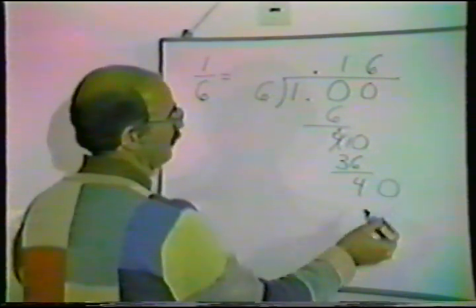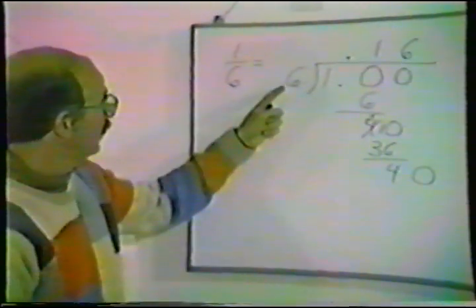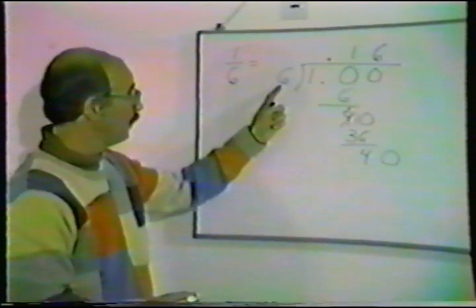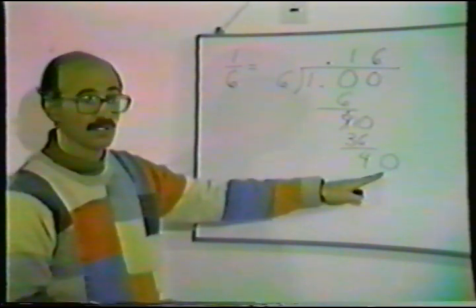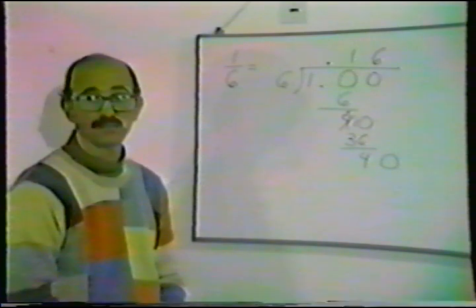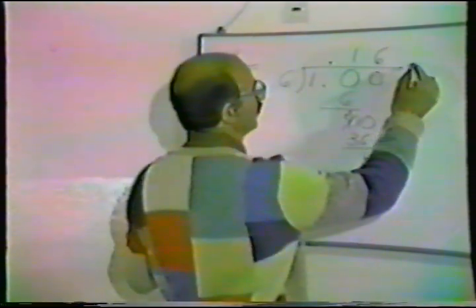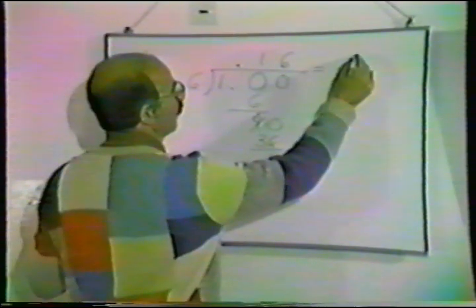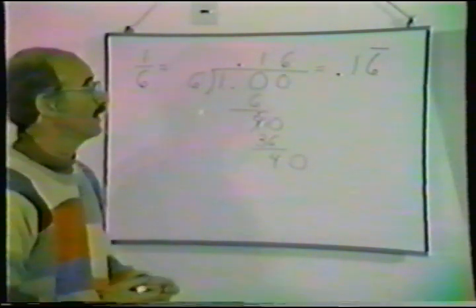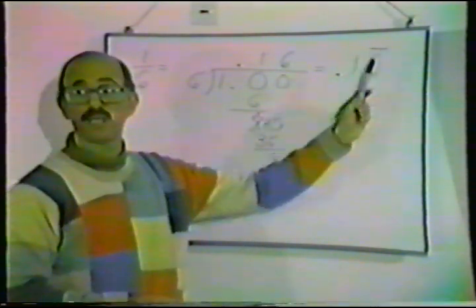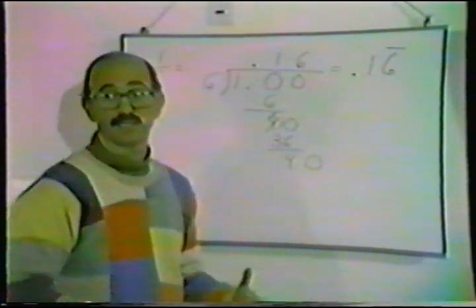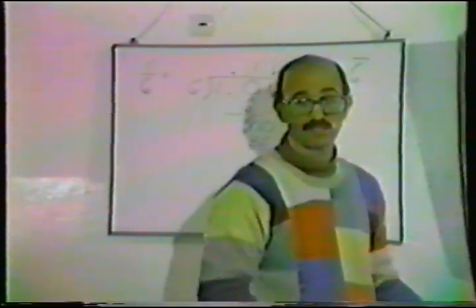Bring down a 0. Wait a minute. Here we did 6 into 40, and here we're doing 6 into 40 again. What will we get when we do 6 into 40 here? 6, another 6. So what number is going to repeat? 6. Here's how we write the answer. 0.16 with the 6 repeating. The line is only over the 6 because it's only the 6 that is repeating. It's 0.16666666.